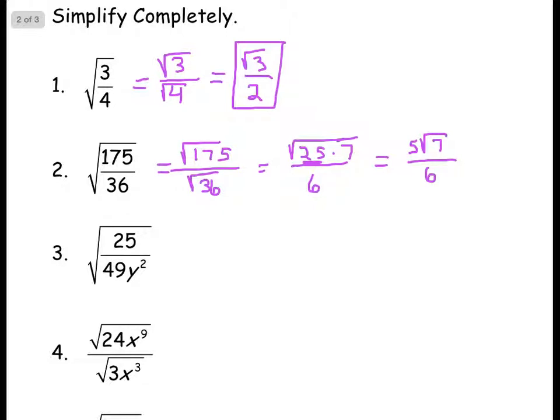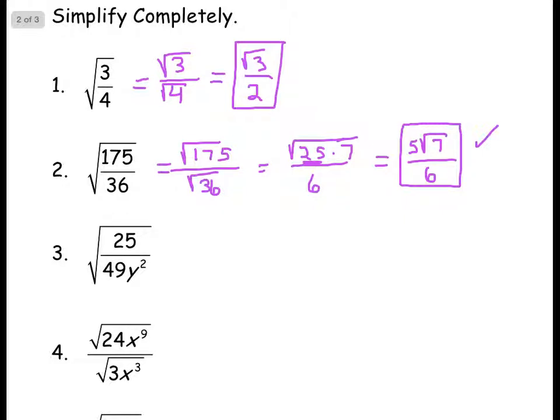Now, it's perfectly okay for me to have a radical in the numerator, but I cannot have a radical in the denominator, so this is simplified form. And I cannot have a fraction inside the radical, so I'm okay.